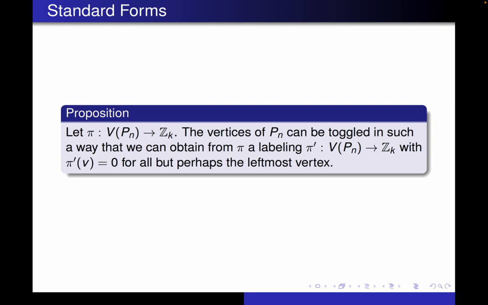The leftmost vertex may be off, may be on, but that's the only one that has a possibility of being on. And that one is much nicer to try to figure out whether or not you can win, right? So the idea is to take your chaotic labeling, hit the vertices until you have this nice standard labeling, and then ask yourself whether or not you can win that labeling. If you can, then you can win. If you can't, then you can't win.